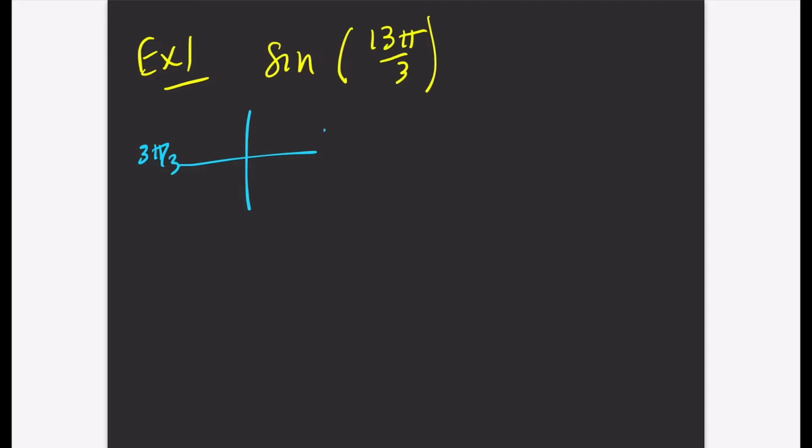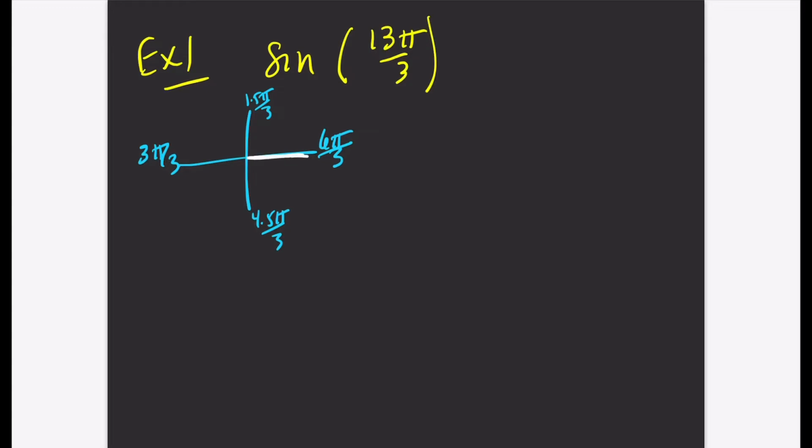1 full revolution will be 6 pi over 3, which reduces to 2 pi, and you know that 1 full revolution is 2 pi. So let's label these just in case. Half of 3 pi over 3 will be 1.5 pi over 3. So each quadrant is 1.5 pi over 3, making this 4.5 pi over 3. So let's graph 13 pi over 3 to find our reference angle.